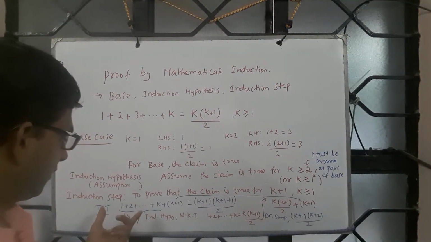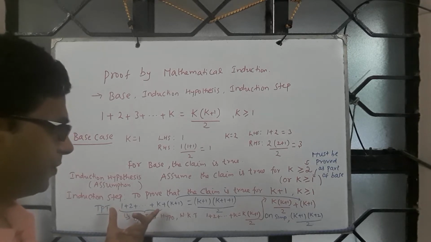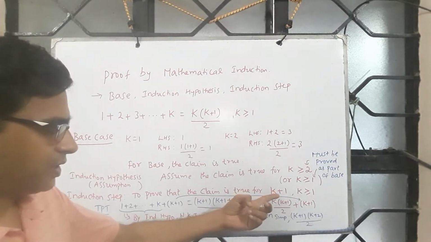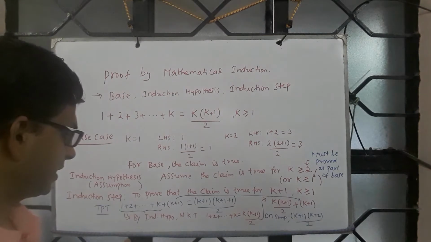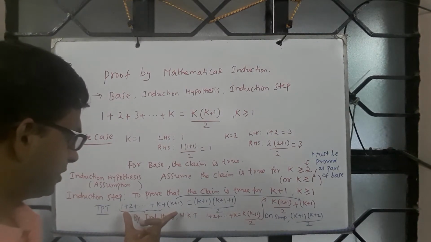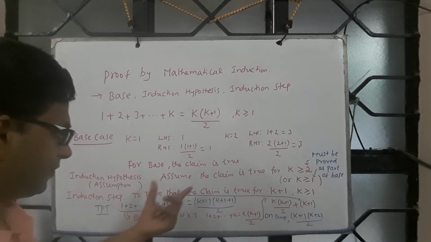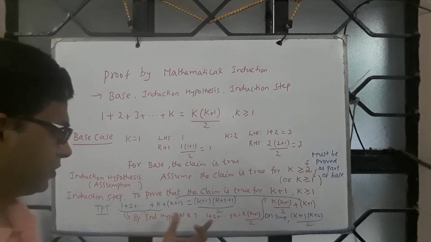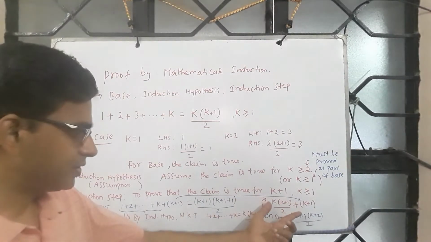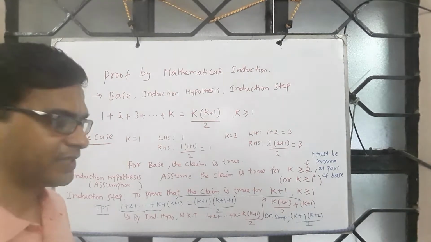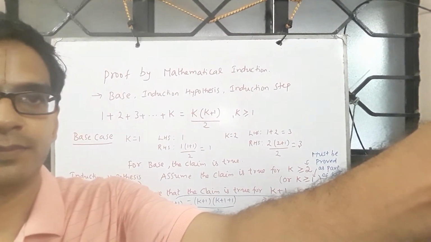And then we have something called the induction step. As part of the induction step, we prove the claim for k plus 1, where k is at least 1, and this 1 is proved as part of the base case. Then take the LHS, and by the induction hypothesis, we have assumed the claim is true for k, so this becomes k into (k plus 1) by 2. So take that, add k plus 1, simplify, and you will precisely get this. Now we will get into the insights.